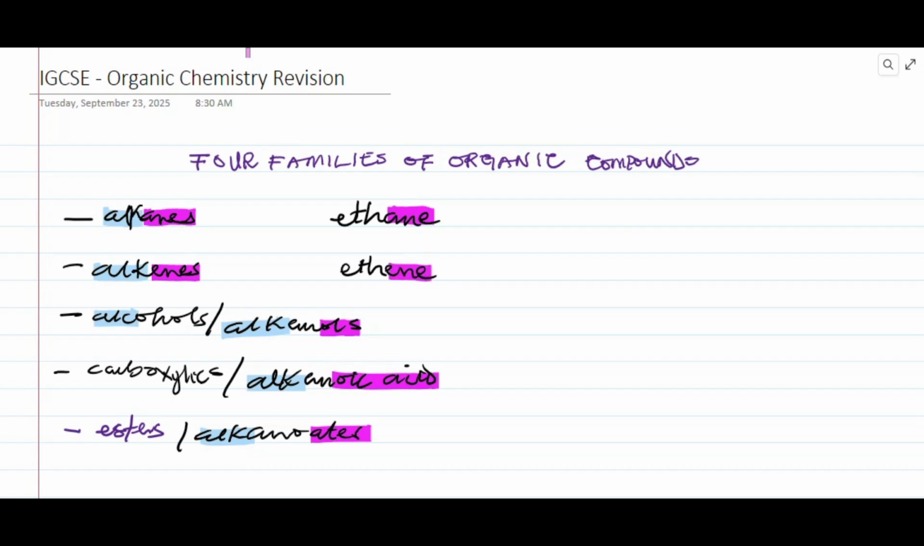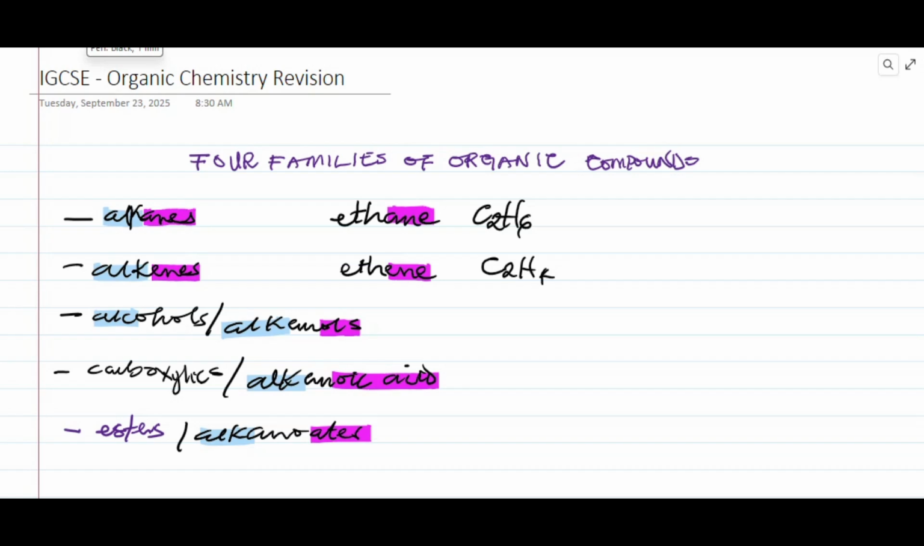In fact, if you write their molecular formula, it will be different. For ethane, it's going to be C2H6, and for ethene, the molecular formula is C2H4. We'll look at this molecular formula as well as we go.